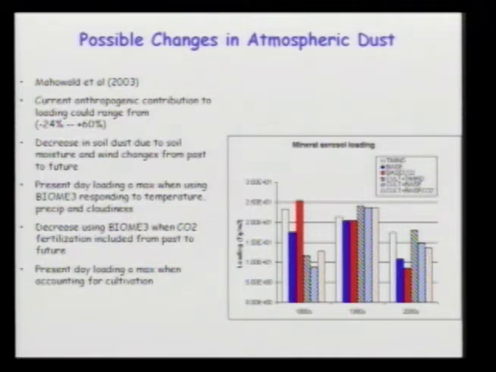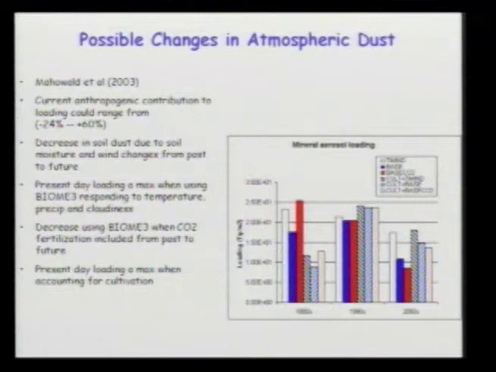And what Natalie has done is to make a series of runs in which she has looked at changes in soil dust due only to changes in moisture availability and surface winds between past, present, and future climates.